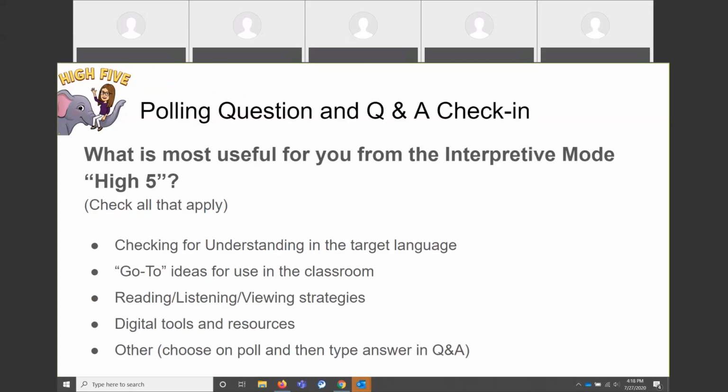All right, we're almost done with the poll. Be sure to get your responses in so we know what you're thinking would be the most useful from the interpretive mode section.